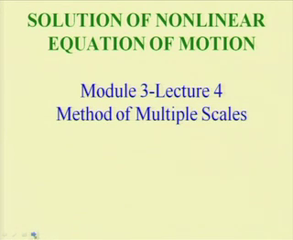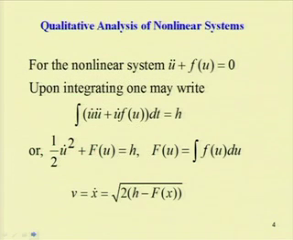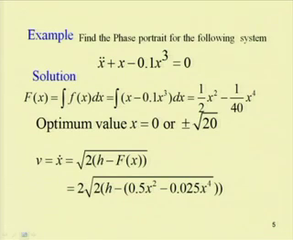Before, we have studied different types of nonlinear equations such as the Duffing equation, Van der Pol equation, Hill's equation and Mathieu equation, and we have developed qualitative and quantitative analyses for their solution. In the qualitative analysis, we found the potential function, and then found the velocity, that is x dot, in terms of the total energy and the potential function or potential energy. For conservative systems, we know how to draw the phase portrait, or qualitatively analyze the system.